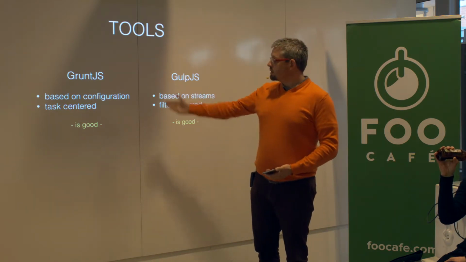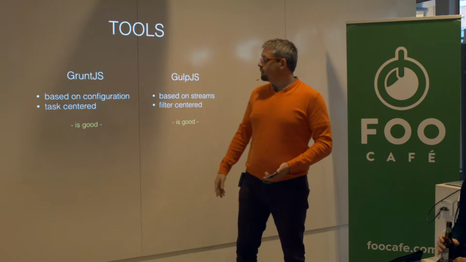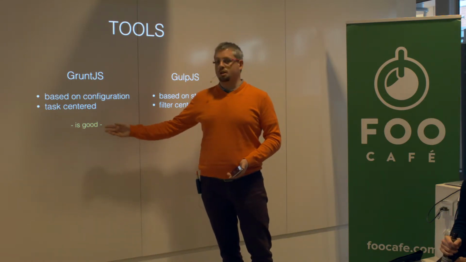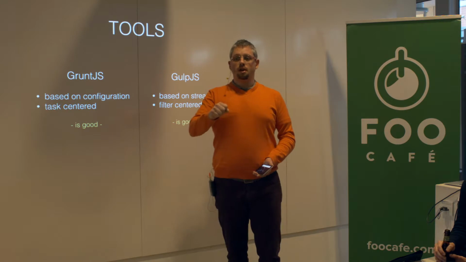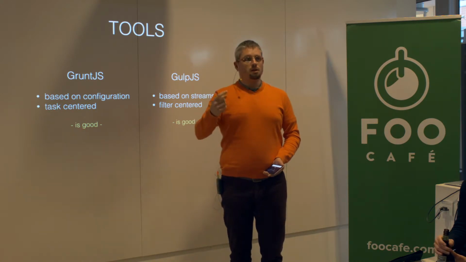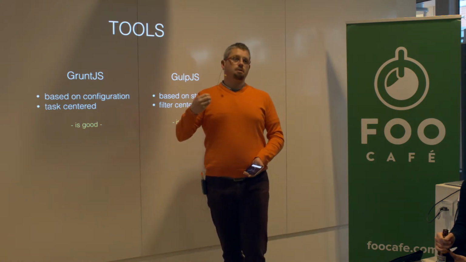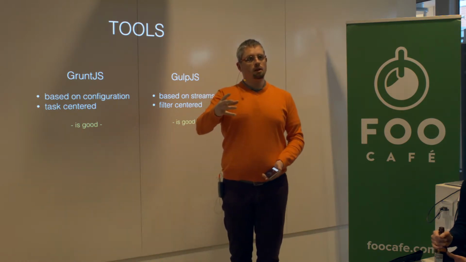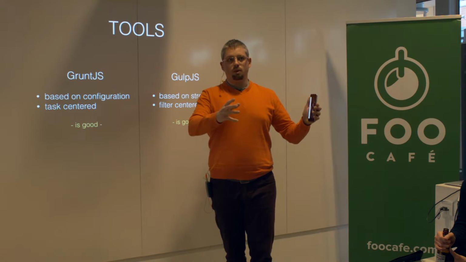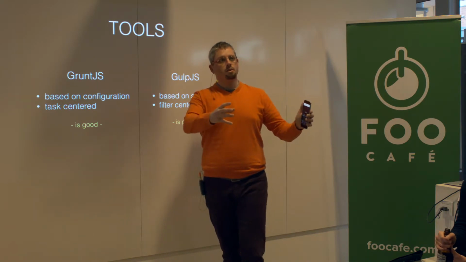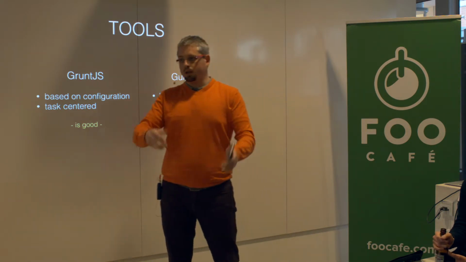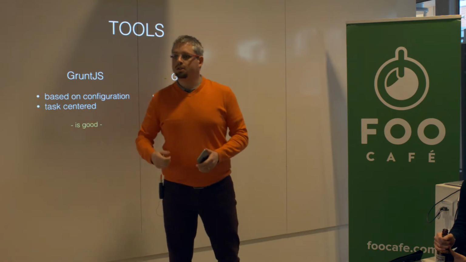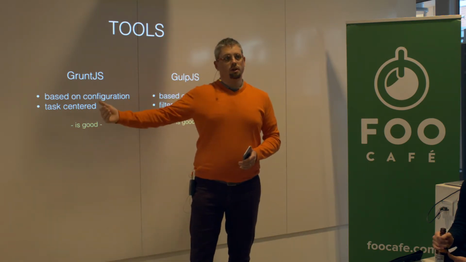Grunt, as we saw, is based on configuration and is task-centered. So it lives around the concept of a task that does one thing by name. So it has a name, like linting, and you define with a configuration rule the files that you want to pass to this task, and this task will do what it does and it ends. And then you can run another task.